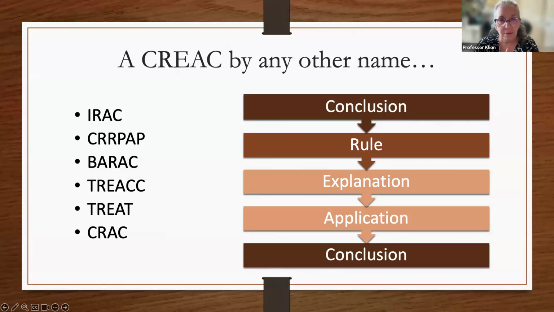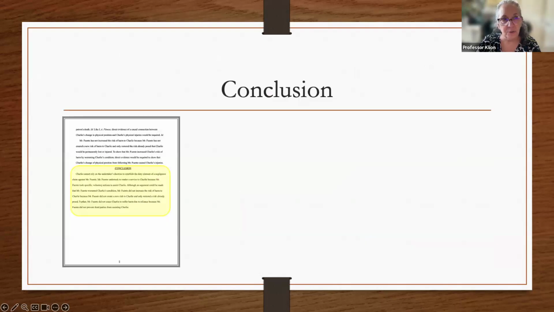I use CREAC. You could use TREAT, which is thesis, rule, explanation, application, thesis. You could use IRAC, which is issue, rule, application, conclusion. They're all the same. Trust me. And after you have done your discussion or analysis, you end with a conclusion. Again, note that it's part of the same thing, so it has a heading, which is all caps, bold, and underline. The conclusion is the last section of your memorandum.